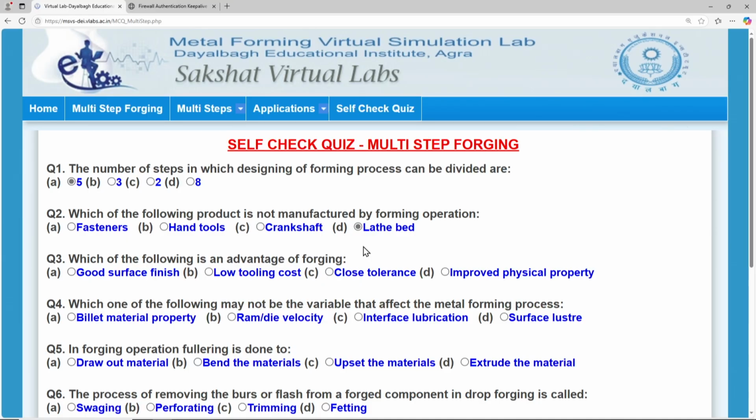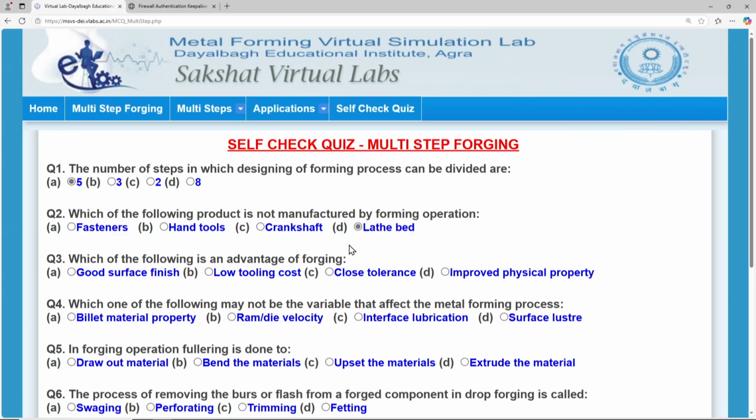In the multi-step forging, for example, I showed you the example of wall. In the single forging press, using 2 steps, this is being developed. It could be more than 2 steps, 3, 4 steps could also be there. But in a single workstation, using different kinds of the die designs, we can develop. That is how it is developed. So lathe bed is not developed using the forming operation. Which of the following is an advantage of forging?